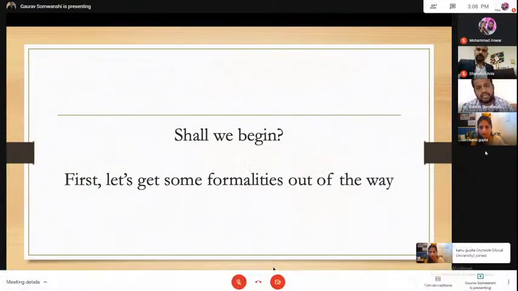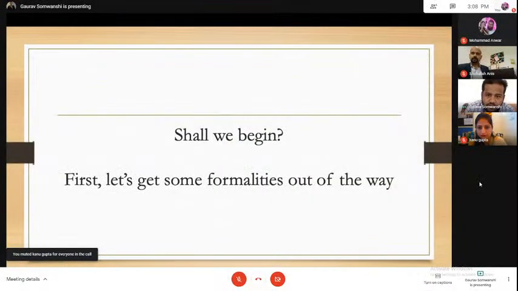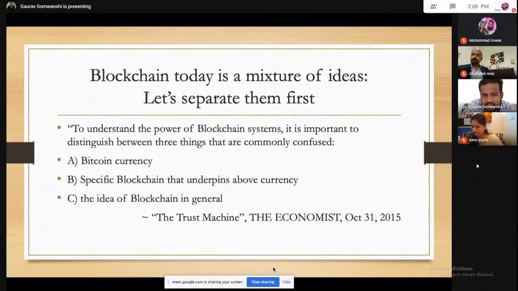So we'll just begin, and first we'll get some formalities out of our way. The formalities begin with understanding that there are always three things you should keep in mind whenever someone is throwing around the word cryptocurrency, Bitcoin or blockchain. So what are the three distinct ideas? Of course there is an overlap, but in and of itself these are independent ideas. The first is the Bitcoin currency. The Bitcoin currency is an independent idea itself.